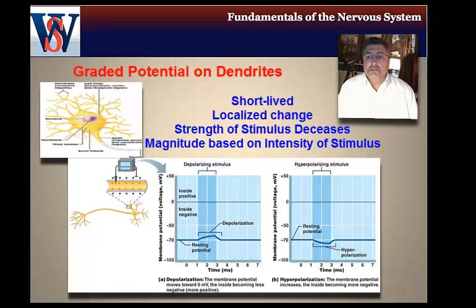These changes cause local flows of current, but unlike the action potential, these local flows of current will weaken as they get further away from the site of stimulation, with their magnitude varying directly with the intensity and the strength of the stimulus. That means the stronger the stimulus, the stronger the graded potential will be along dendrites, and typically the greater the number of dendrites that will actually be sending that electrical event.